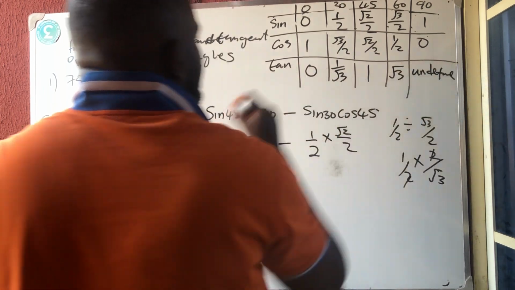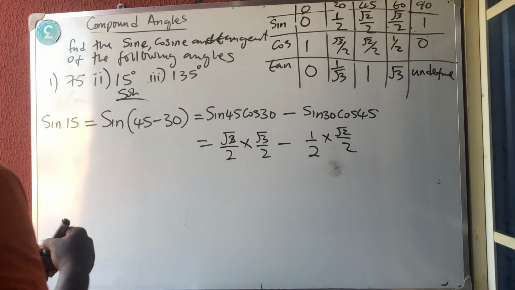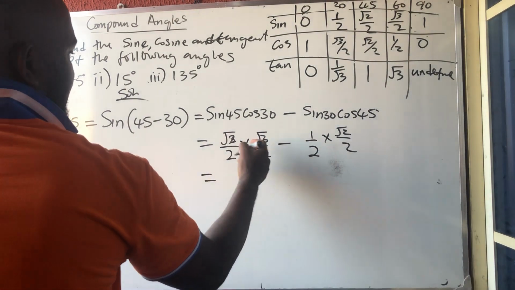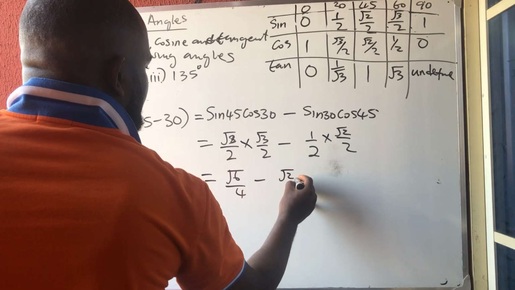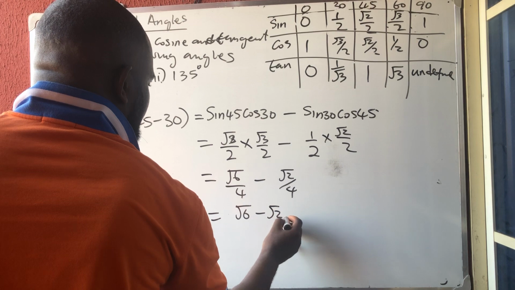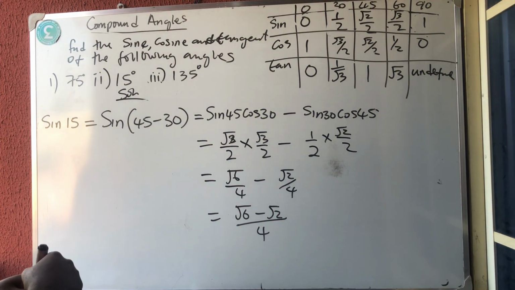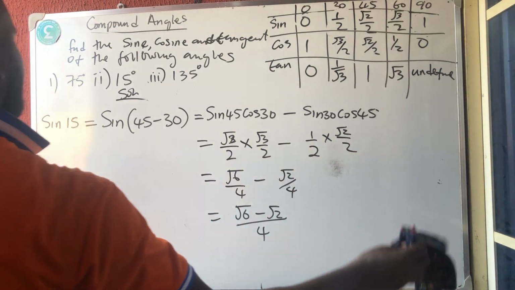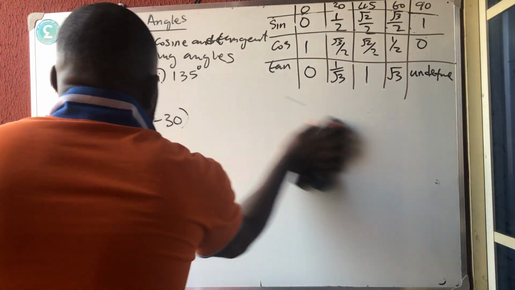You see how to get the special angles. I taught that in my former video, so I just want to do a recap. This time this will give you root 6 over 4 minus root 2 over 4. So I'm having root 6 minus root 2, everybody divided by 4. As simple as that. Okay? So you can try the cos and the tan of this one.